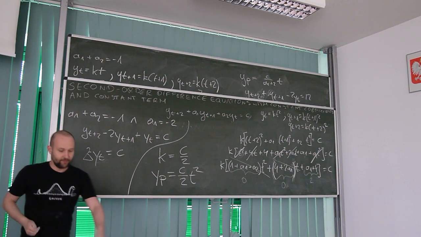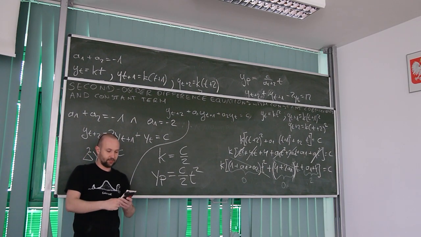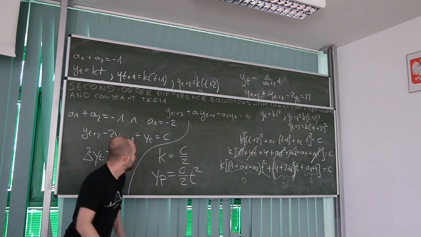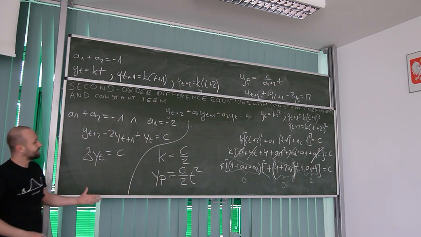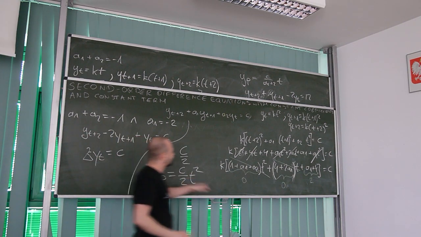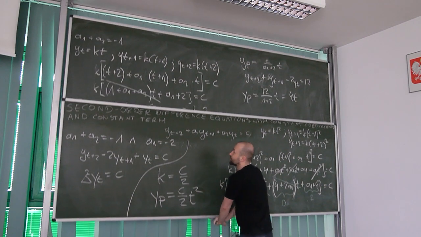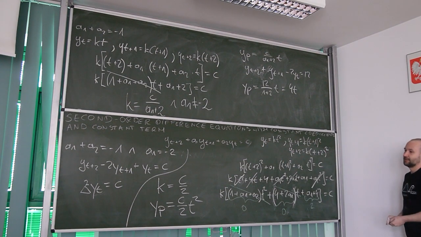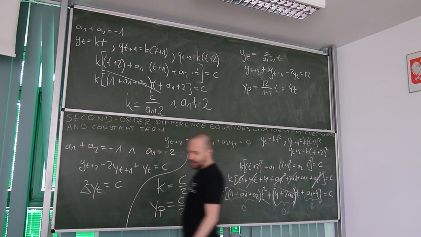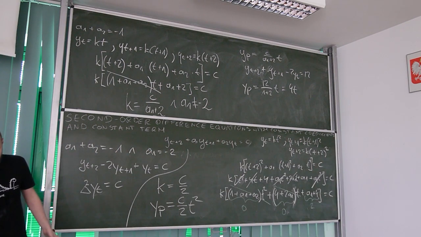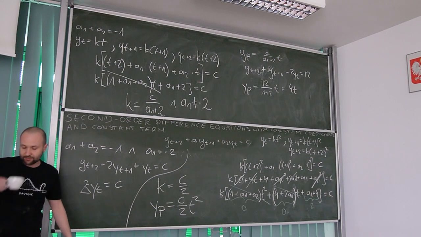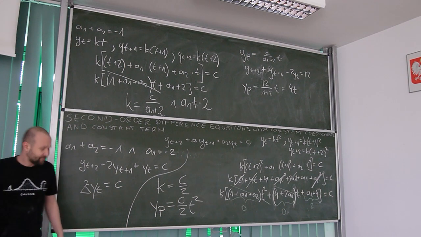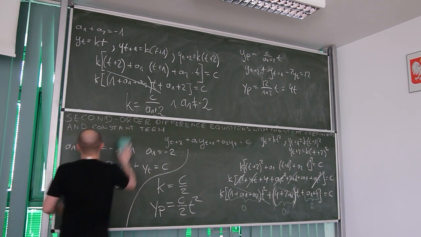Okay, so let me check how much time we have left. Okay, so basically these are all the 3 expressions for a particular solution that you can get in this case. So now that we've got the particular solution, maybe let's move to the complementary function.